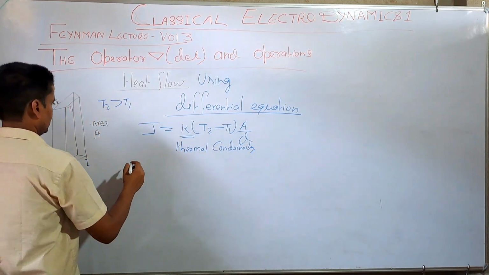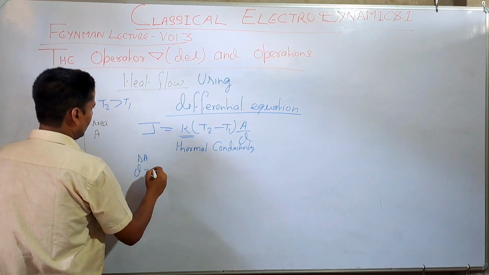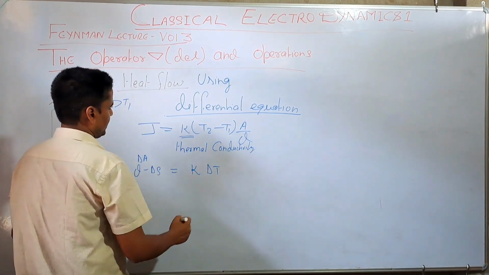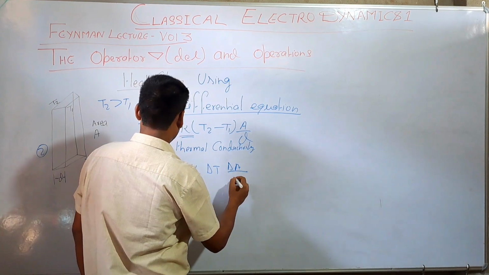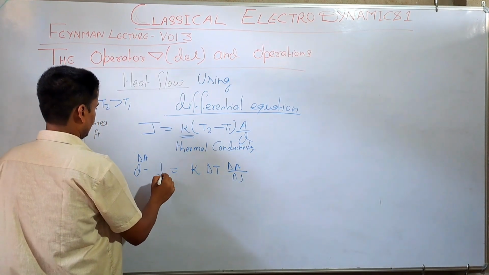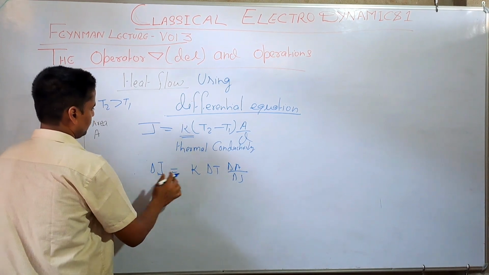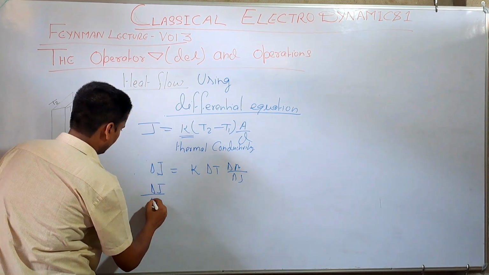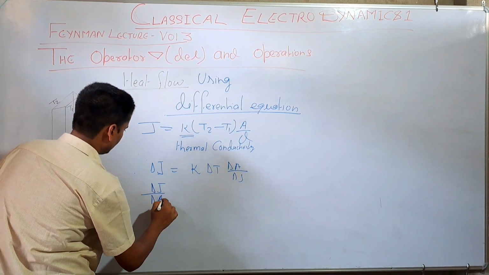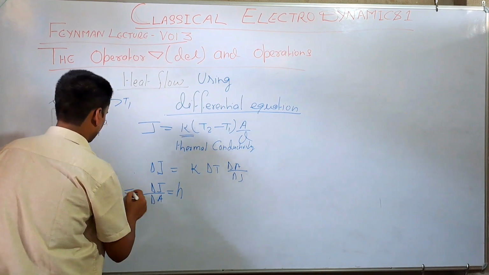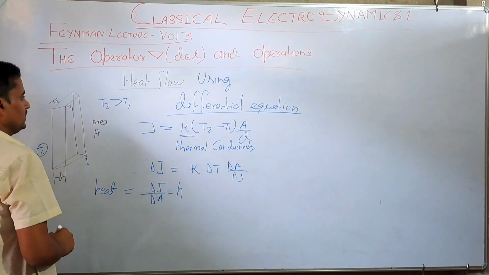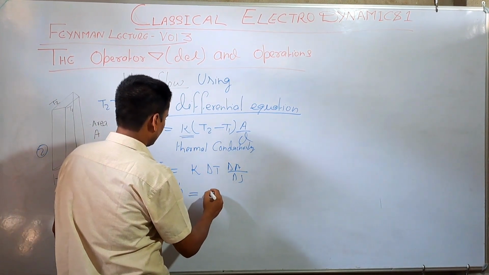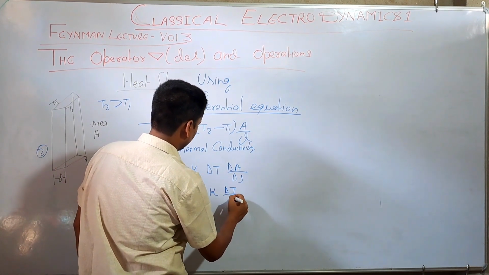Suppose the area has a small value delta A and the thickness is a very small thickness called delta S. So we can write kappa delta T, the temperature difference, times delta A by delta S, which is delta J. Delta J is equal to kappa delta T delta A by delta S. And we know that delta J by delta A is nothing but the heat flow, H. Heat flow is thermal energy per unit area, H is equal to kappa delta T by delta S.